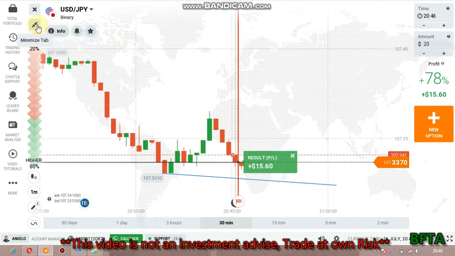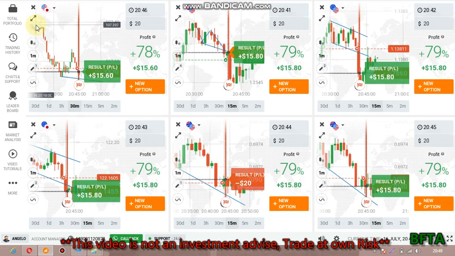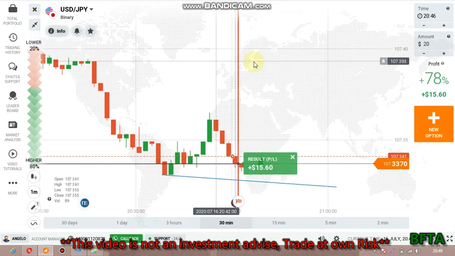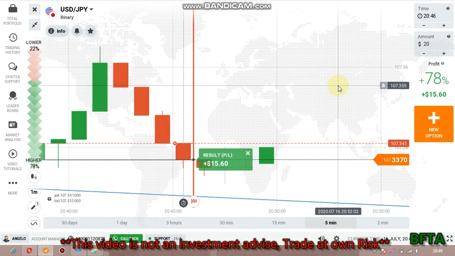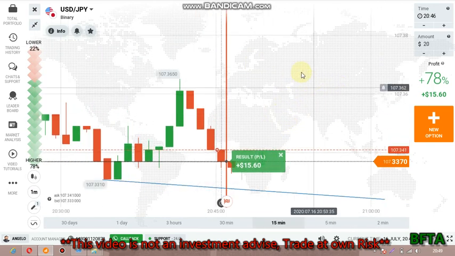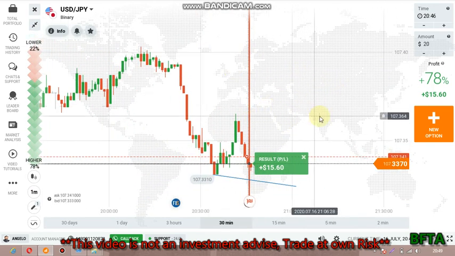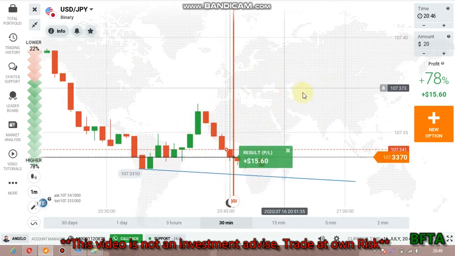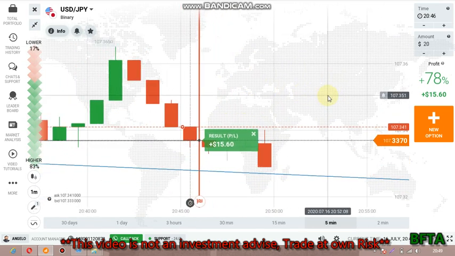Okay, so that is how you can place your trade analyzing the market. So I took 6 trades. 1 is OTM because of my mistake. So this is how you can place your trade, and this is how you can analyze the market. Follow the trend, follow the momentum. Don't go against the trend. The trend is your friend.